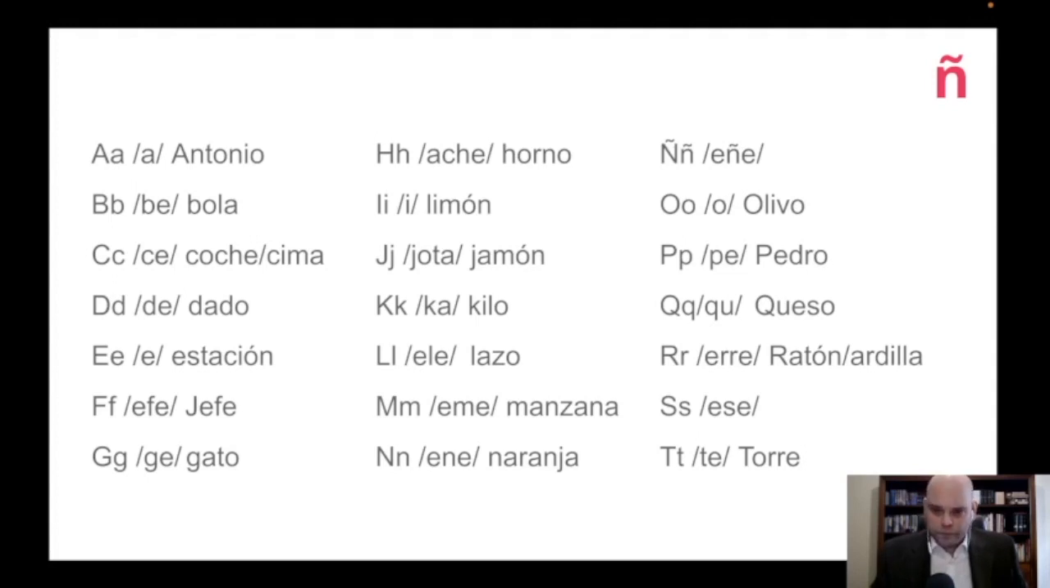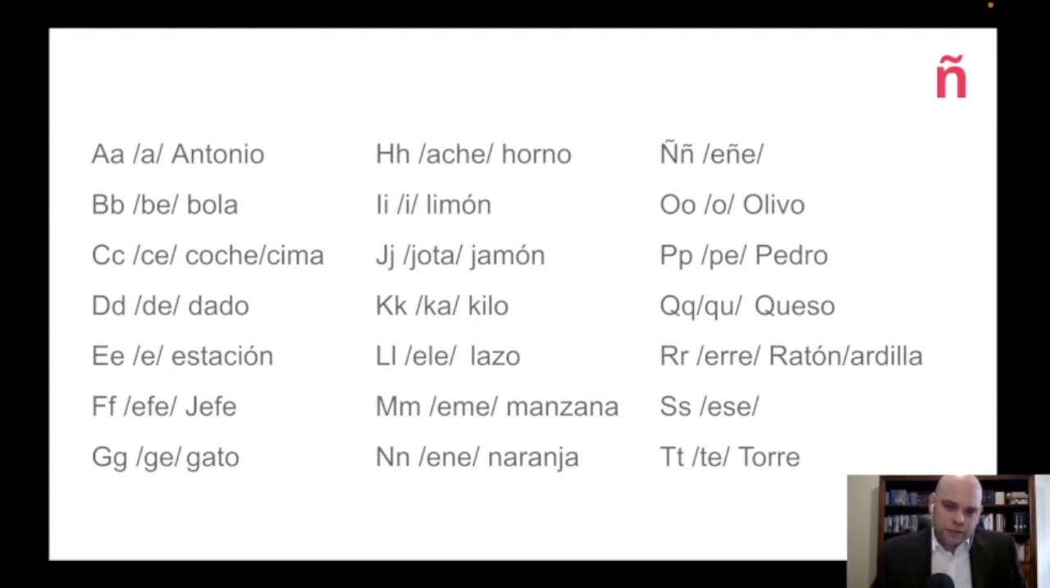Next one, O. Letter O. We call it O. And we can find it, for example, in something very typical in Spain, which is olivo, the olive tree. Next letter is P. And letter P, la letra P, we can find, for example, in names like Pedro, which is like Peter in English.